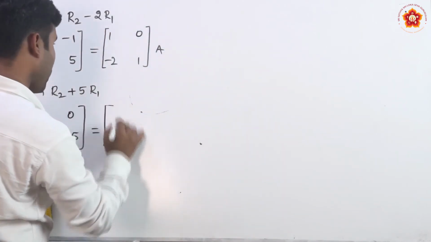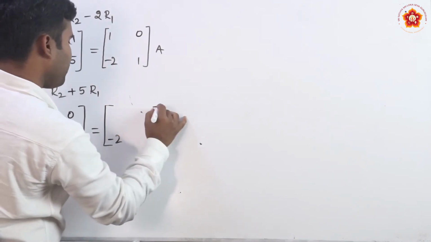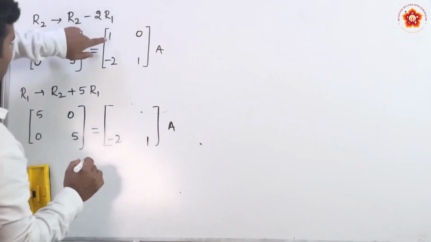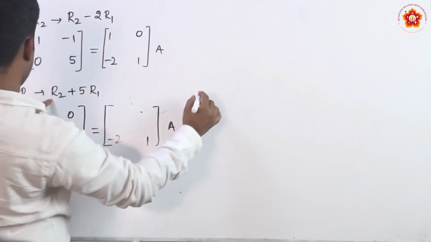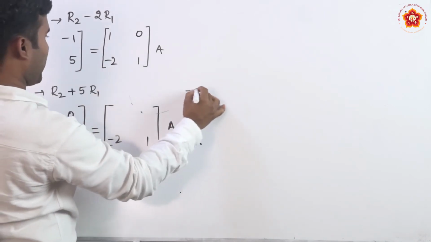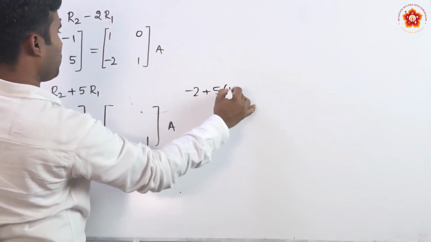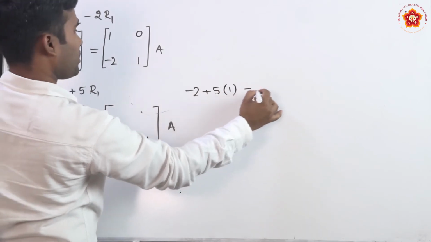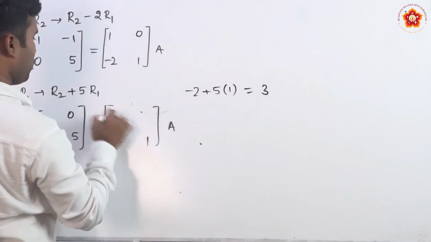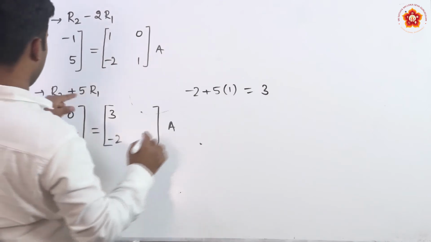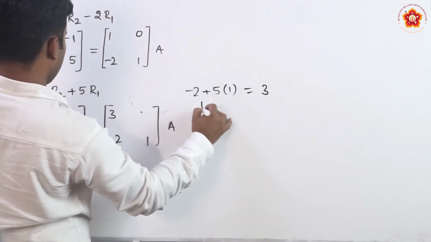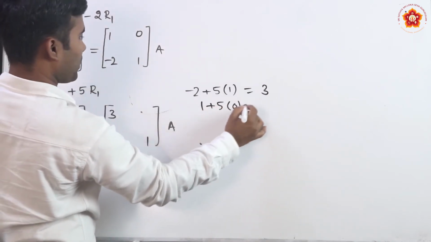So, now here R2 is as it is, 2 1. Now, what about R1? What is the operation here? This one, R2 is minus 2 plus 5 times R1, which is 1. So, what is this? 3. So, write down here, and next R2 is 1 plus 5 times 0, what is that?